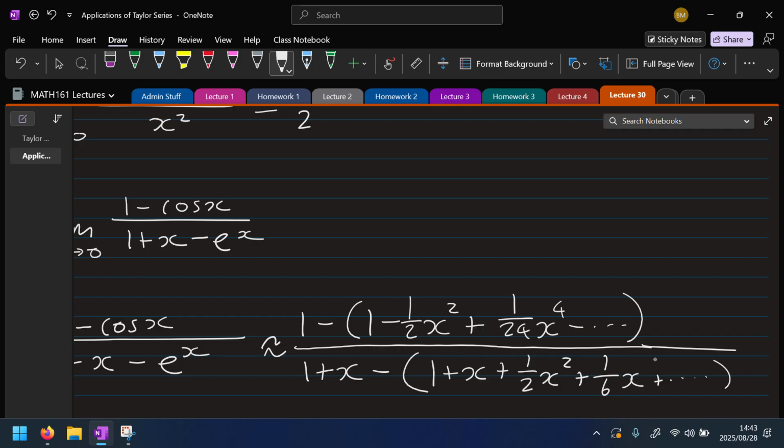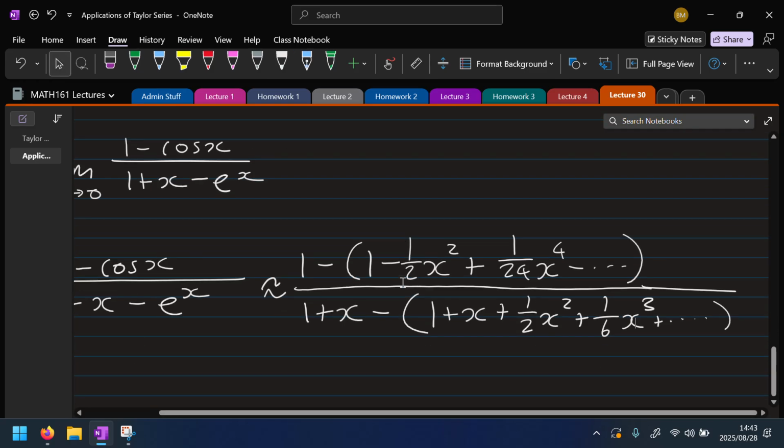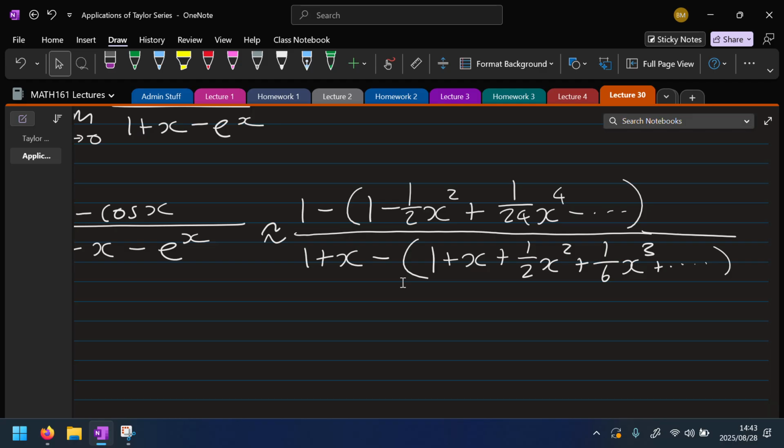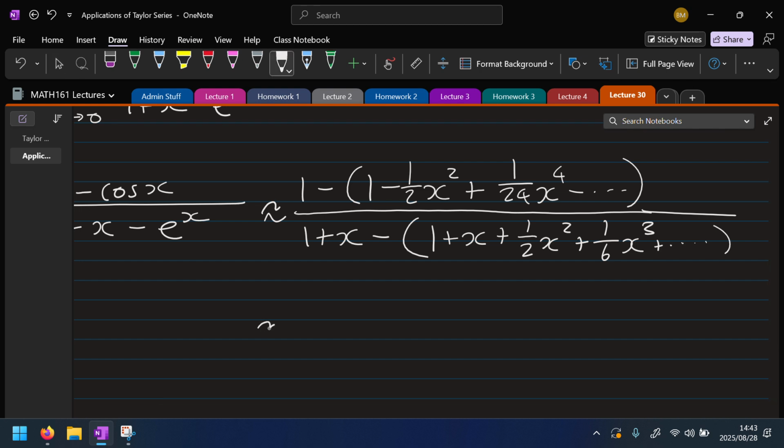Cubed, and so on, but we don't need more than that. Okay. So again, cos x we replaced with the first few terms of that series. e to the x we replaced with the first few terms of that series. Now we can simplify this a bit.